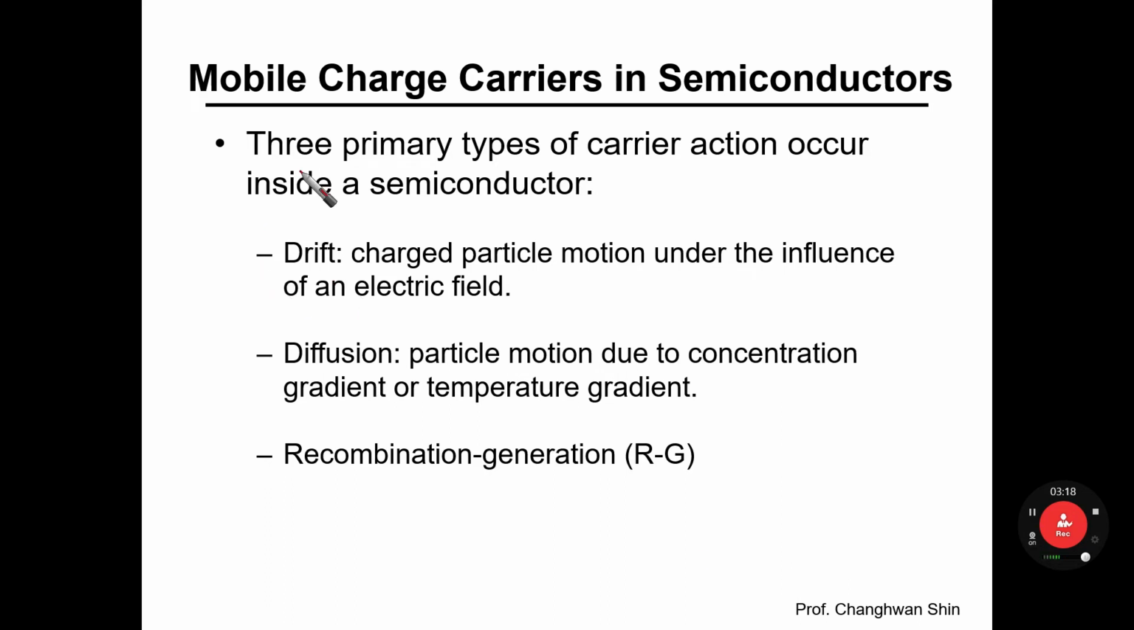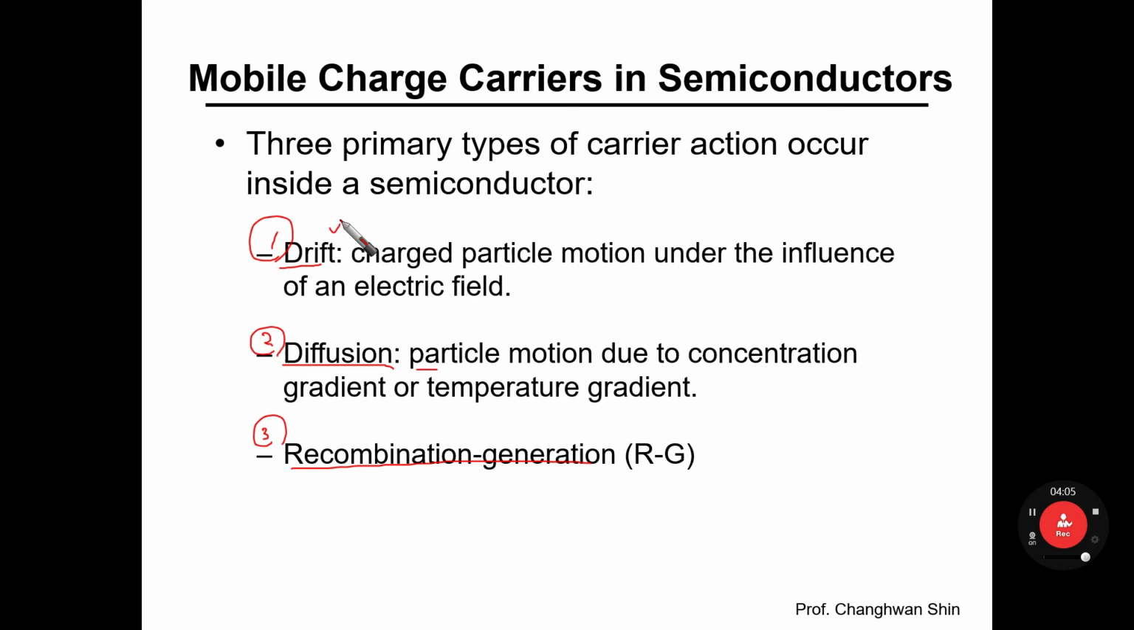Well, there are three primary types of carrier actions: one, two, three. We're first going to tackle the physical meaning of drift in silicon materials, which are doped. Afterwards, we're going to study the mechanism of diffusion in silicon material. And last but not least, recombination-generation, RG, can be explained and understood as the third way electrons and holes are moving in the silicon material.